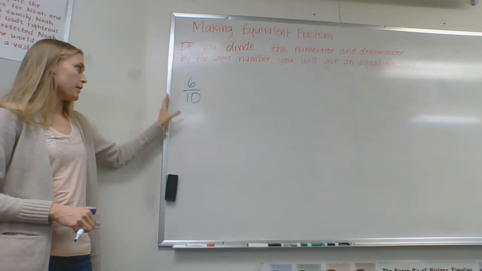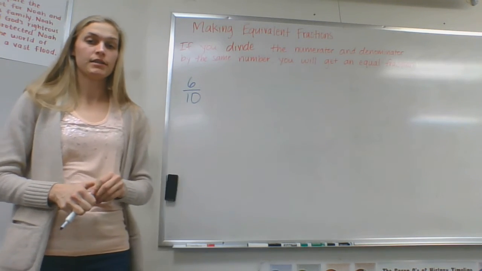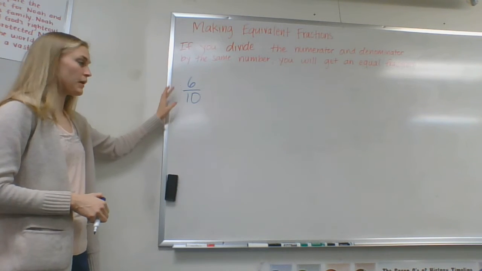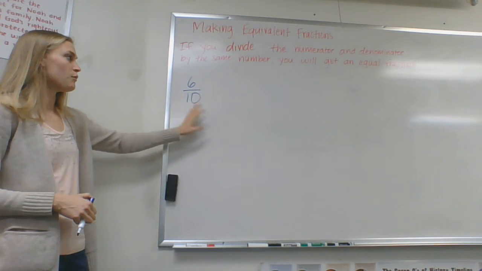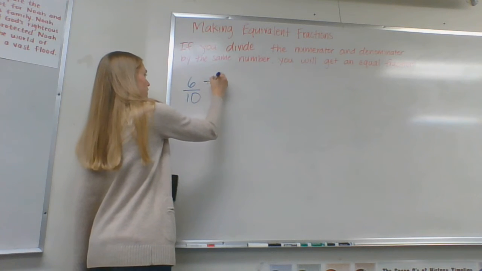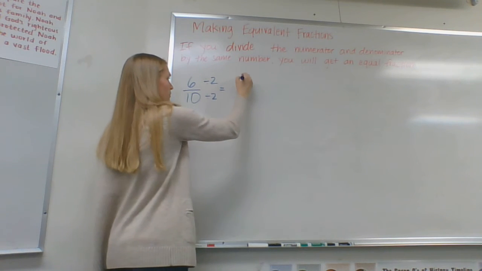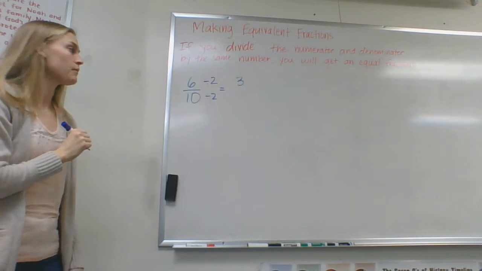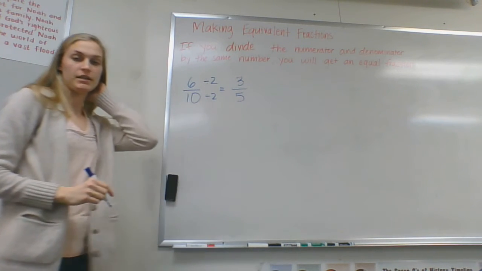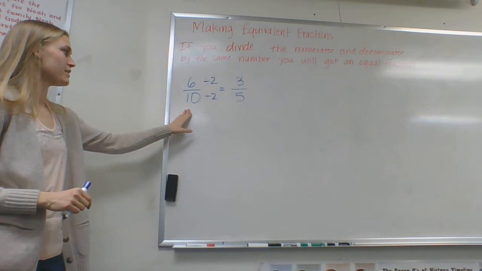So we'll work on this more on Friday, but 6 and 10 can both be divided by 2 because they're both even. So if we divide the top, the numerator, and the bottom, the denominator, by the same number, we will get an equivalent fraction. It'll just have different numbers. So let's try dividing by 2 and dividing by 2. So 6 divided by 2 would be 3, because 3 times 2 is 6. And 10 divided by 2 would be 5, because 5 times 2 is 10. So we would get 3/5. That will be equivalent to 6/10.